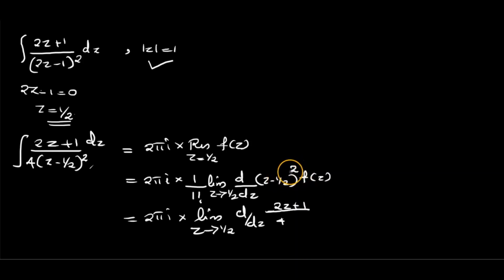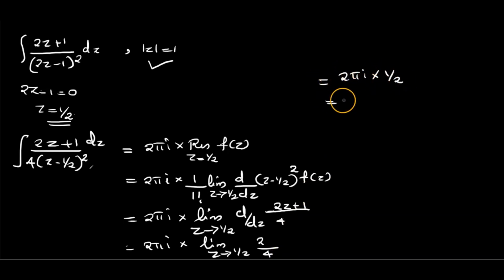This is a pole of order 2, so (z minus 1 by 2) all square into f of z is equal to (2z plus 1) divided by 4. Therefore, 2 pi I into limit z tends to 1 by 2 of d by dz. The derivative of this function is, 4 is constant, 2 by 4. Derivative of z is 1, derivative of 1 by 4 is 0. So 2 by 4 is the derivative, that means 1 by 2. So we get 2 pi I into 1 by 2, that means pi I is the answer.